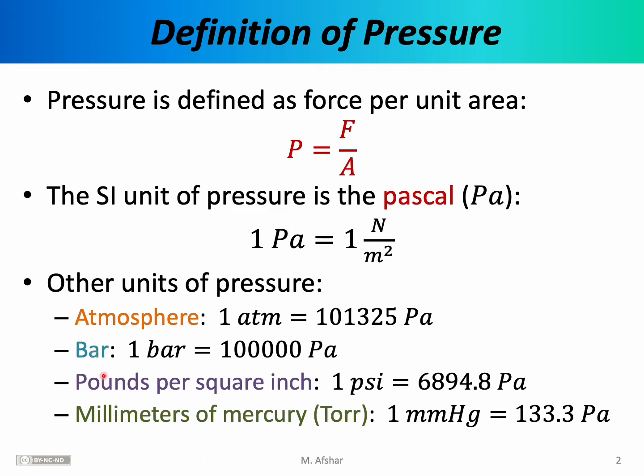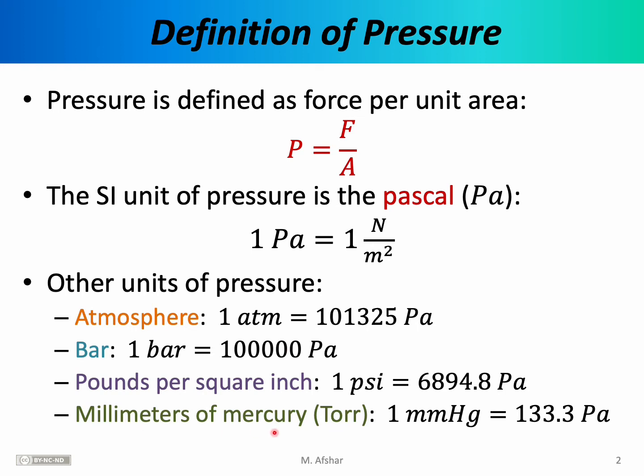Meteorologists prefer using the bar. 1 bar is exactly equal to 100,000 pascals. So you can think of a bar as a round approximation to the atmosphere. Engineers in the United States often use pounds per square inch, or the PSI. The PSI is equal to 6,894.8 pascals. If you've ever put air in the tires of your car or a bicycle, you've probably measured the air pressure in PSI.